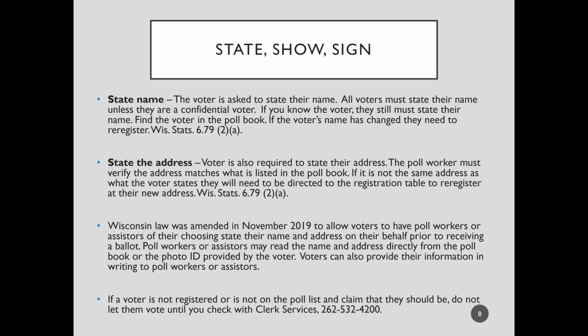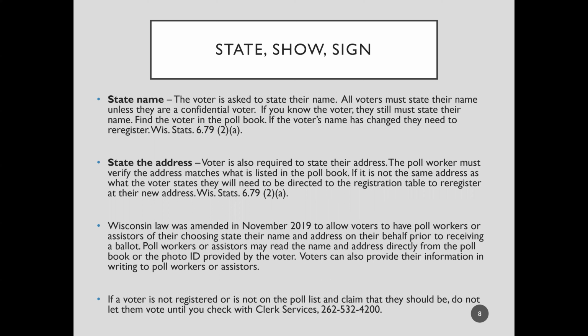State their address. The voter is also required to state their address. The poll worker must verify the address matches what is in the poll book. If it is not the same address, the voter will need to be directed to the registration table to re-register as a new address. If there is a typo, please mark it in the poll book because we can change typos such as a 4 instead of an 8 or those type of errors. If they did move though, and it was just one number off, they do need to re-register.